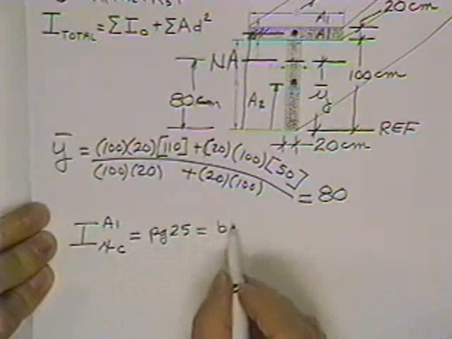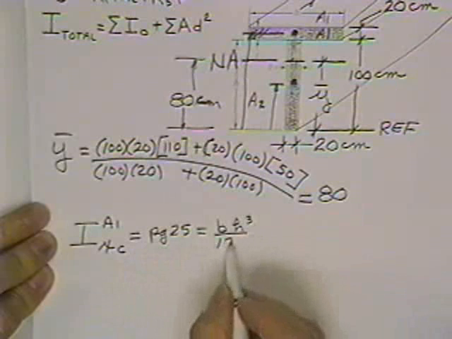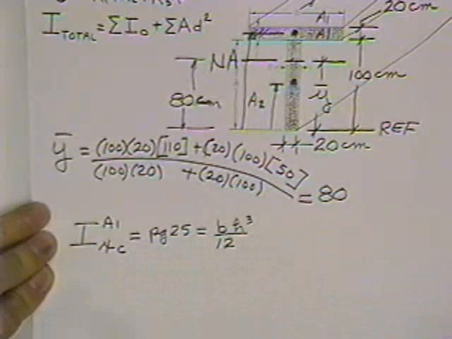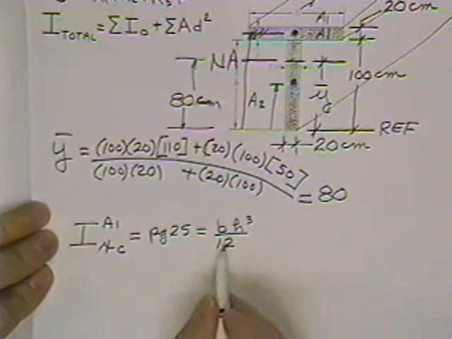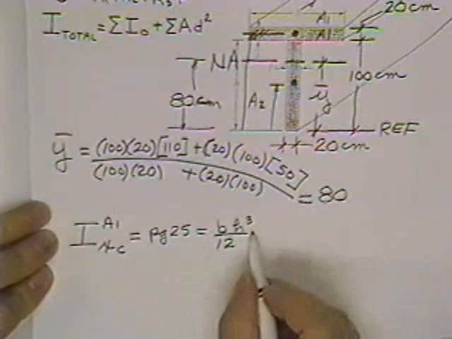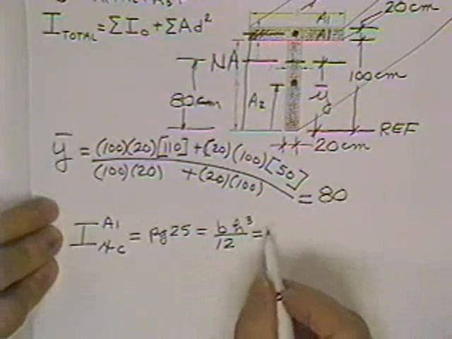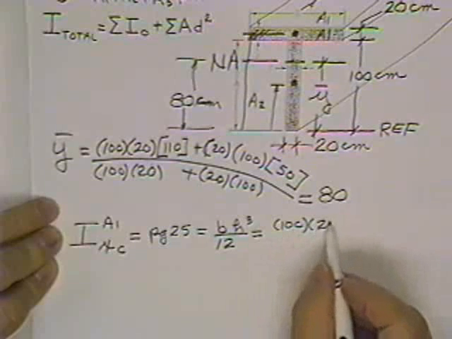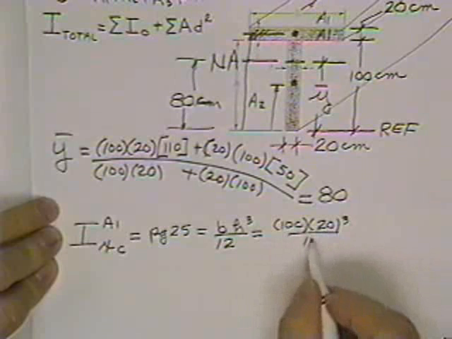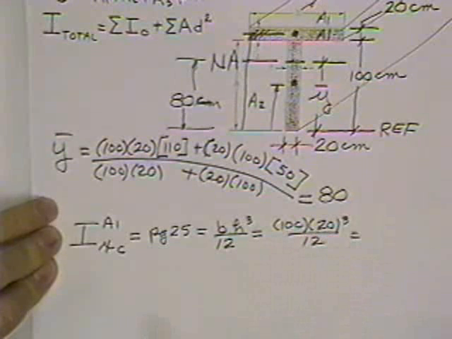It is listed as the base of the item times the height of the item cubed divided by 12. If it was a triangle, it would be base times height cubed over 36. So you have to look at the moment of inertia of each piece just because it's there. In our case, area 1 has a base of 100 and a height of 20, cubed, divided by 12. That's how much moment of inertia the top piece has just because it's there.